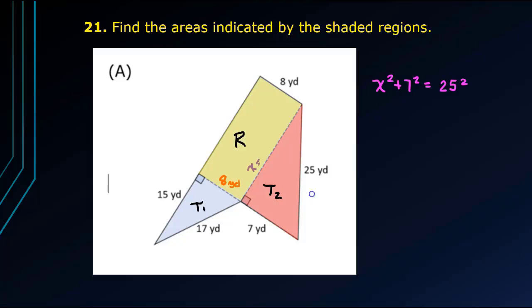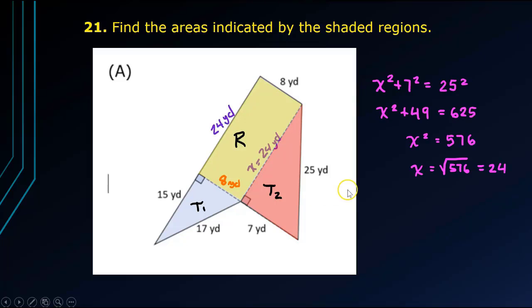Put some of these things back in. But, the rectangle is going to be 8 times 24. This triangle, since it is a right triangle, the legs are a base height pair, so 1/2 times 8 times 15. This is going to be 1/2 times 24 times 7.